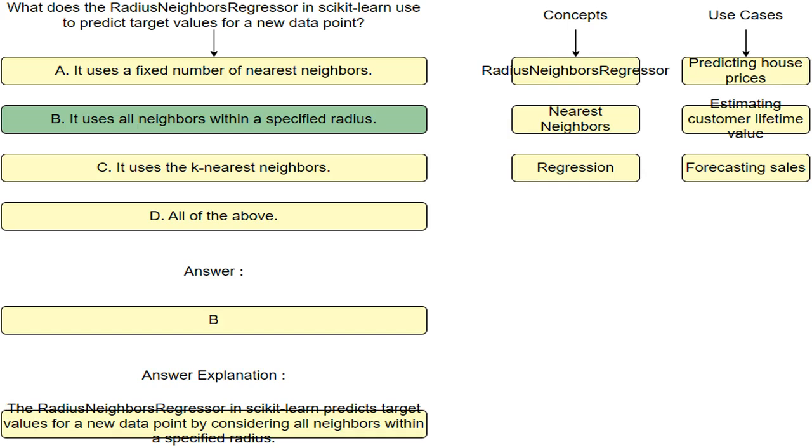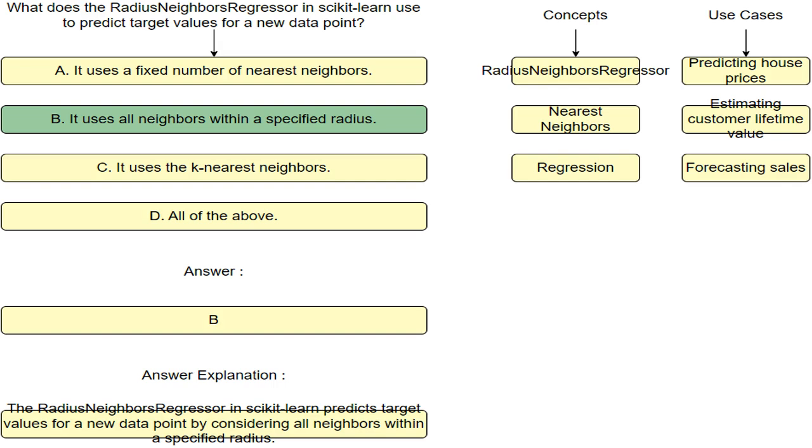Nearest neighbors is a non-parametric machine learning algorithm that uses the k nearest neighbors of a query point to make predictions. It's a simple yet powerful algorithm that is widely used for classification and regression tasks. Regression is a statistical method used to predict a continuous target variable based on one or more independent variables. It aims to find a relationship between the variables and use it to make predictions.